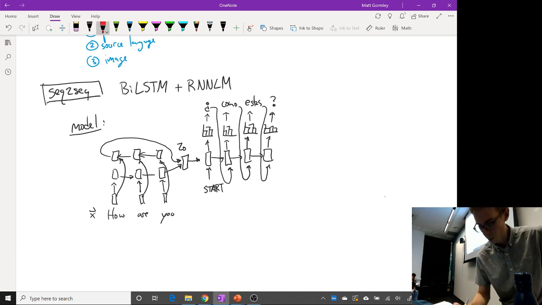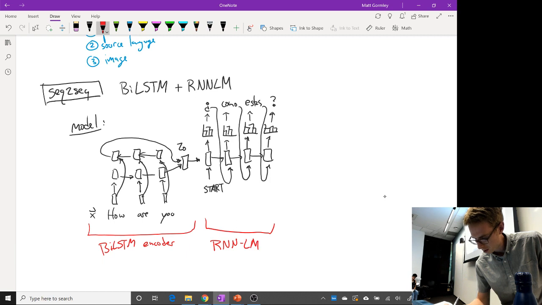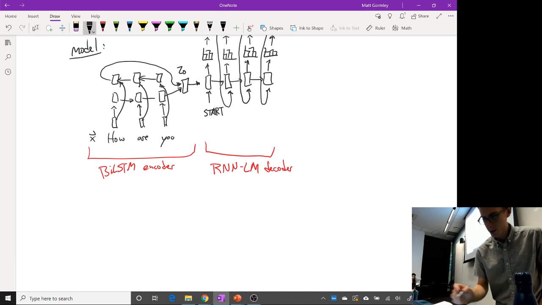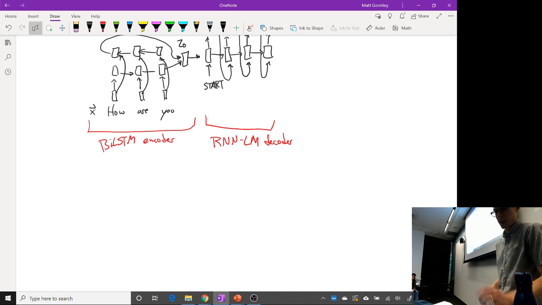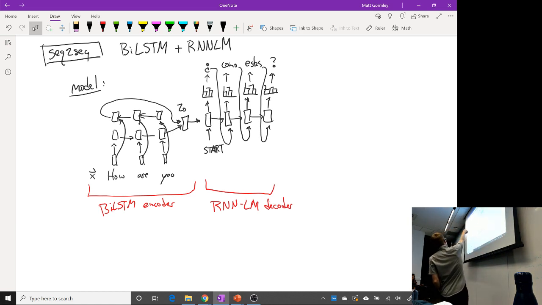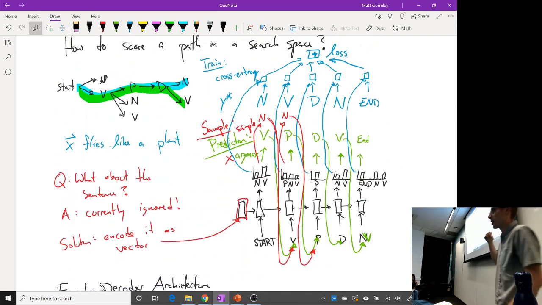And so what we're left with here is the biLSTM encoder and an RNN-LM decoder. And the key remaining question is, how do you actually train this thing? Well, essentially all you're going to do is you need to build up a loss function for the RNN-LM. So what does that look like? Well, it looks just like what we did here.